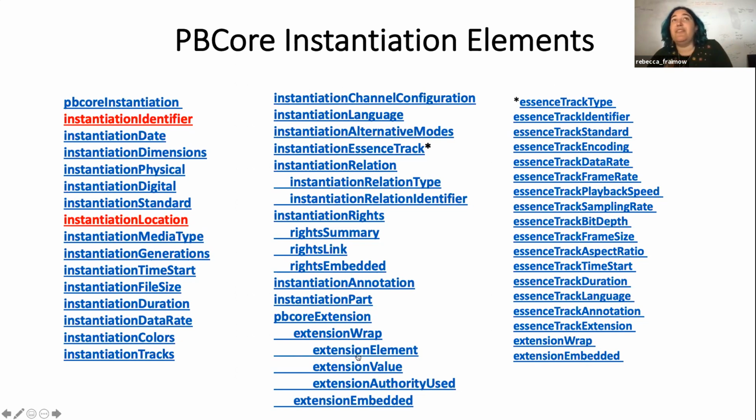Similarly, if people use different standards, such as PREMIS, to describe preservation activities, they might want to incorporate that into a PBCore record. They could use PBCore extension with either extension wrap, which says I'm just taking an element from a different standard and putting it into PBCore, or extension embedded, which says I am just taking a chunk of XML from a different standard and embedding that right into PBCore. And then people can do that within their PBCore record and still take advantage of PBCore's different elements.